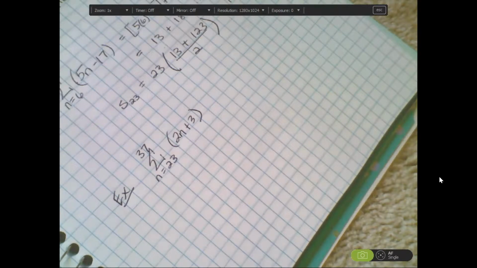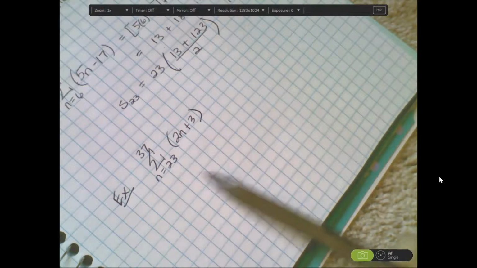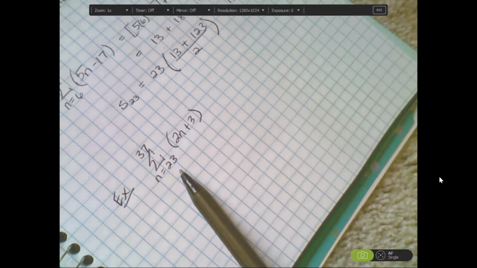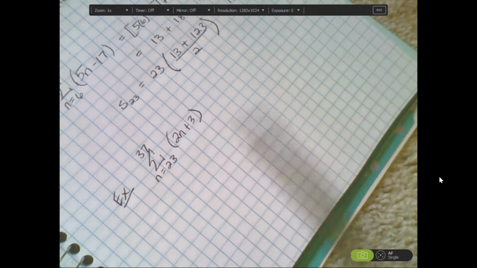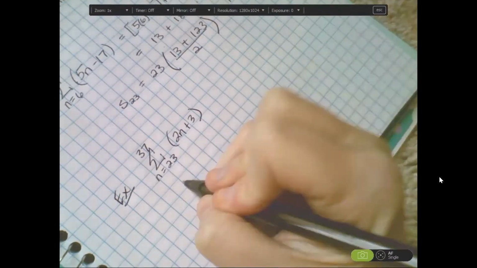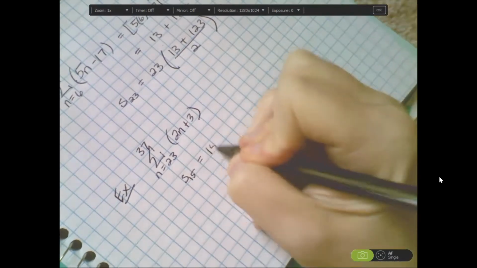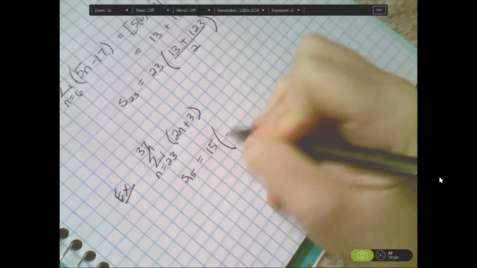So I have to think about how many terms I'm adding up. If I'm going from 23 to 37, remember you can subtract these, but then just remember to add one back to account for this starting number. So if I subtract these, I'm going to get 14. Add one back, that's 15. So I'm actually adding 15 terms together. That means my n is 15.